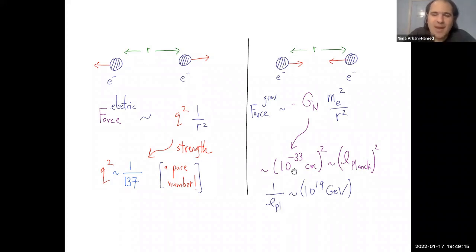10 to the minus 33 centimeters is a ludicrously tiny distance compared to any distances we've probed. As I've said, the tiniest distances we're probing at accelerators is around 10 to the minus 17 centimeters. So the tininess of this length scale associated with gravity, the Planck length, relative to normal human length scales is a reflection of the extreme weakness of gravity compared to all the other interactions. And 1 over L Planck, yes.